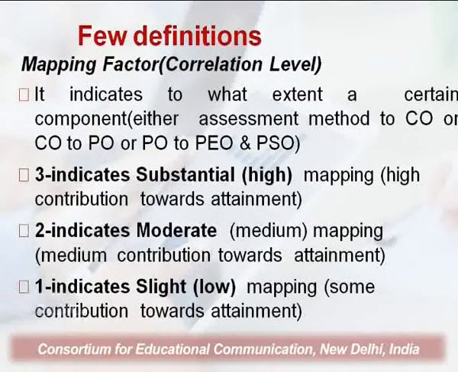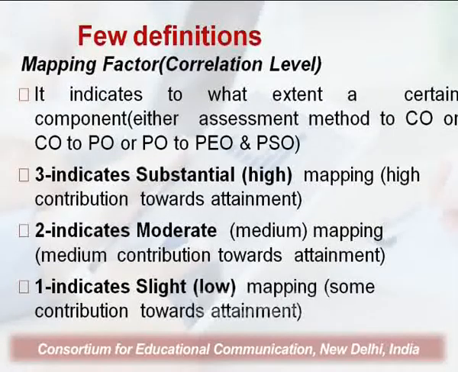Now, there are a few definitions which are very important for the calculations, to calculate the correlation level and the mapping factors. Basically, it indicates to what extent a certain component, that is the assessment method, maps to CO, or CO to PO, or PO to PEO and to PSO. The next indicates a substantially high level, that is 3. If the indicator is 3, the mapping of the CO and the PO is substantially high and the attainment level is high.